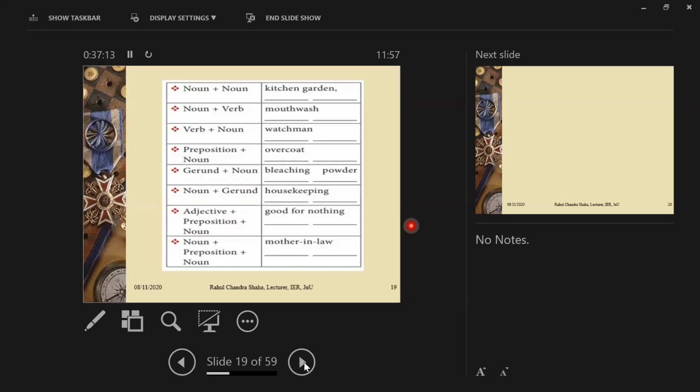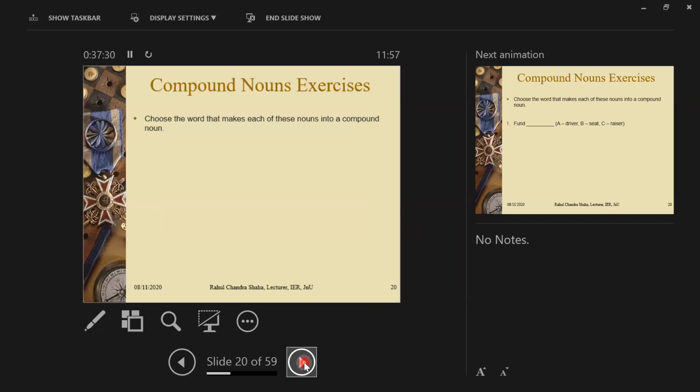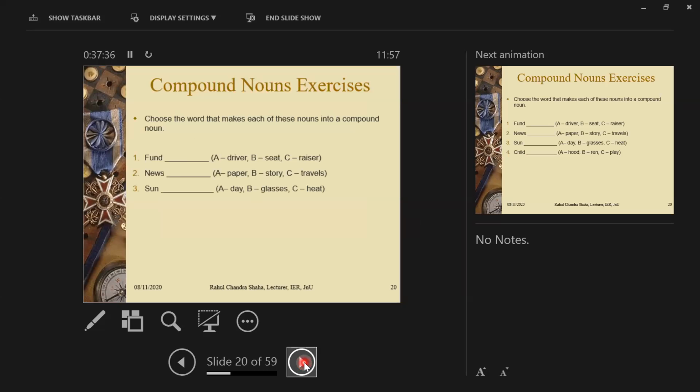For your better assessment, I have given some work to you, and this is the last portion of today's class. I request you to fill up these blanks by following the compound noun rules or the collocation rules. Do you understand? Okay, take some seconds to fill this out.